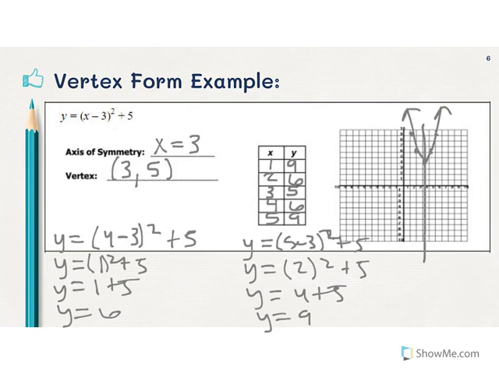This is a positive parabola because we didn't have a negative in front of those parentheses. So if it's positive, then we have the happy face parabola.